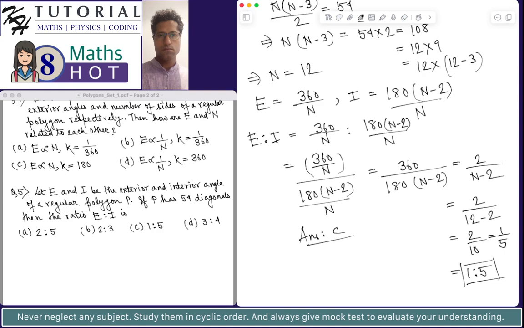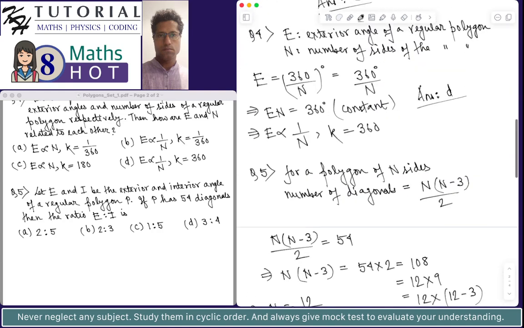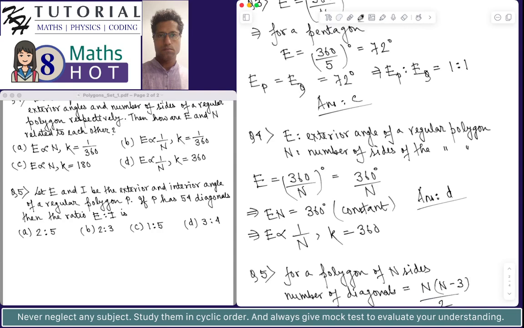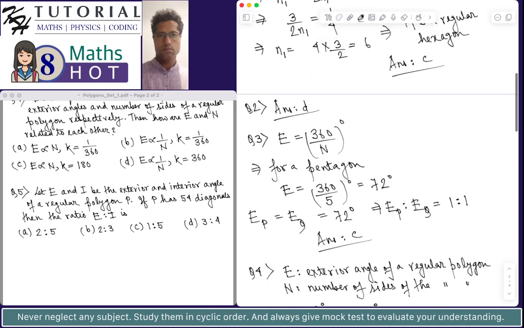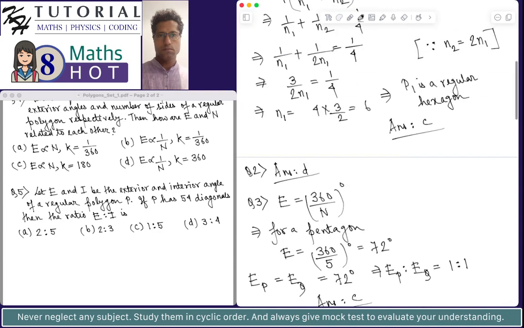So this brings to an end the solving of the first five set of good problems on the chapter of polygons. I hope these problems will give you a good practice of your understanding of the concepts of polygons.